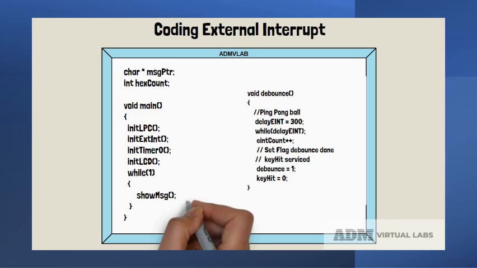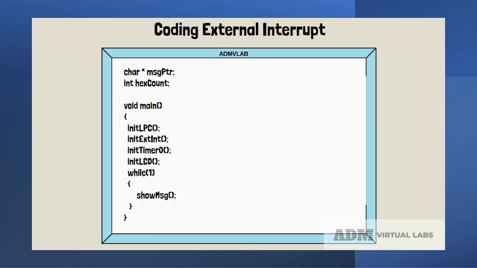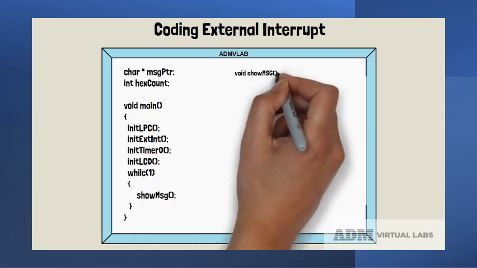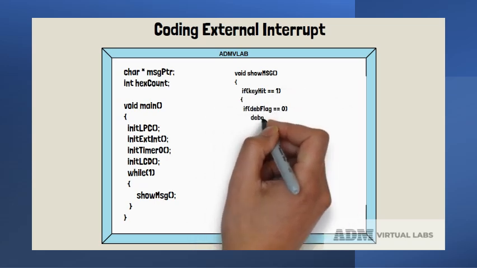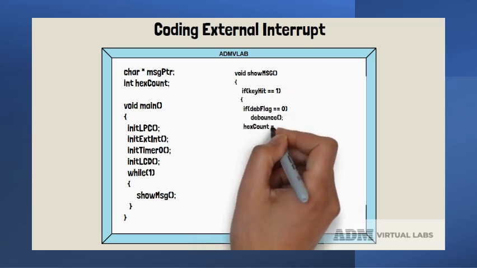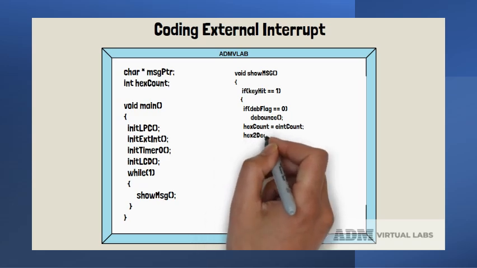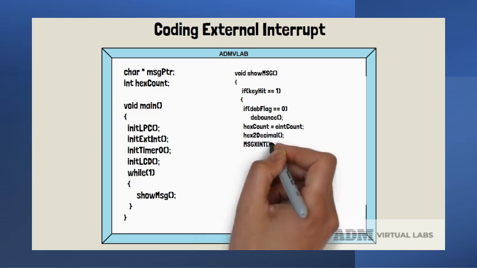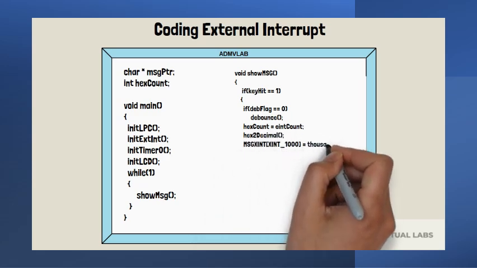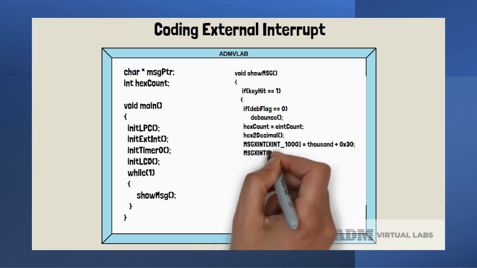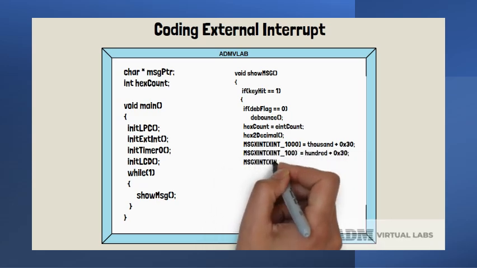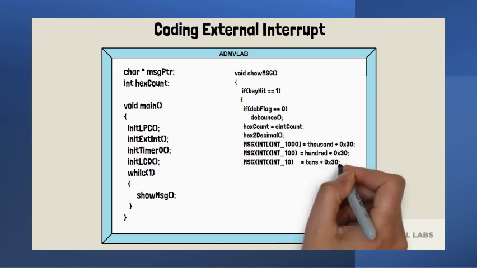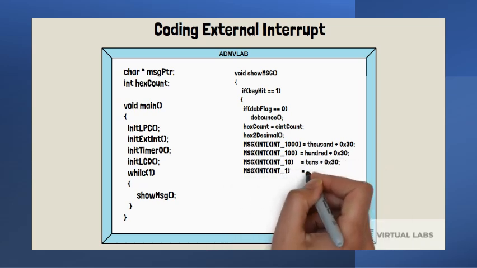The last function call, show message, displays the switch press count on the LCD module. On each key hit, we check if the key press is debounced or not. If the debounce flag is not set, we implement software debouncing and then increment the key count variable. The key count variable is first converted to a decimal value before displaying the count message as ASCII values on the LCD module.